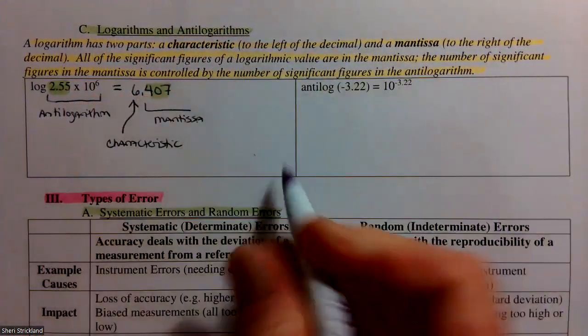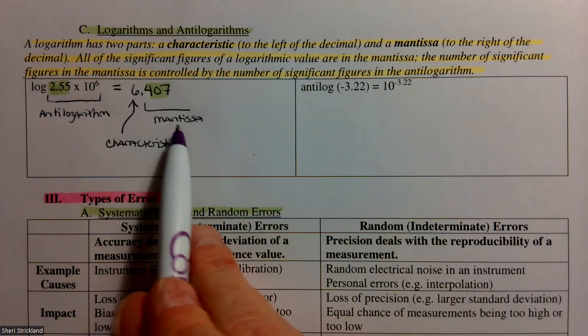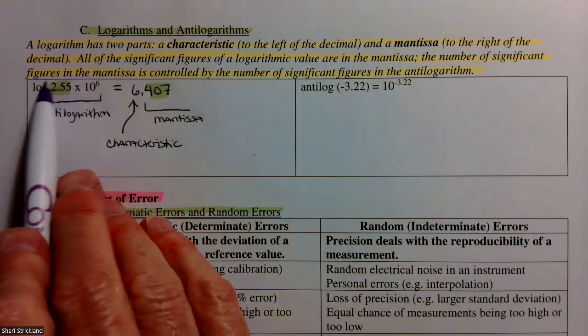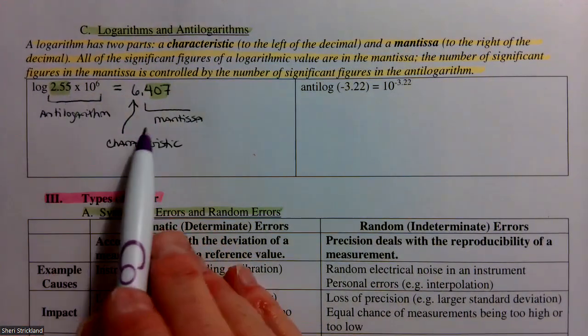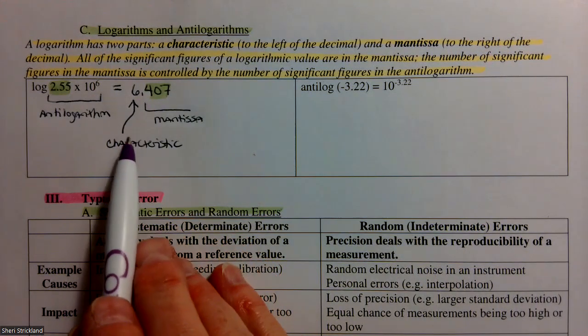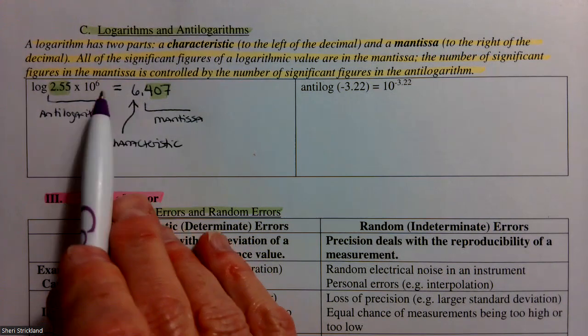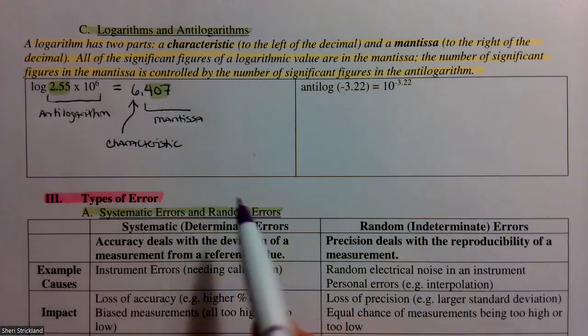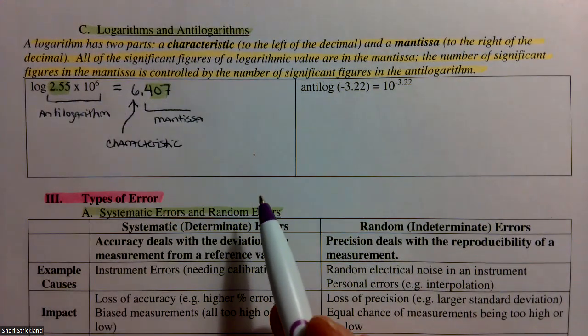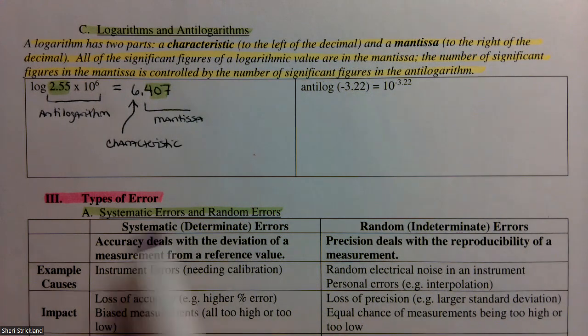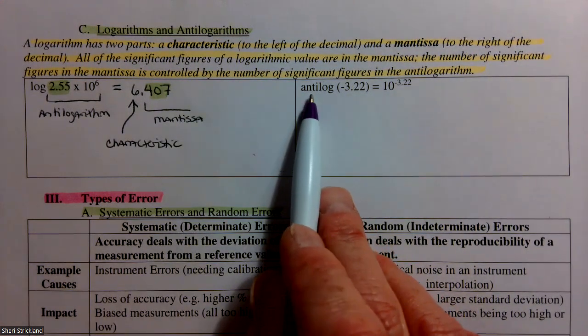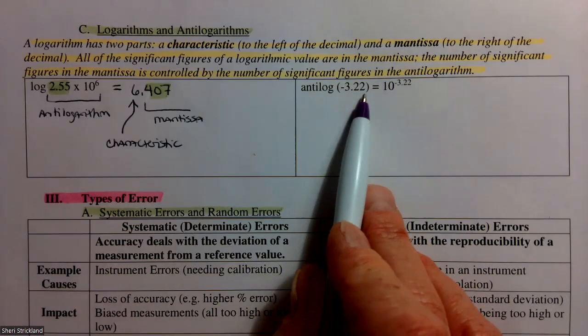So the number of significant figures in the mantissa is equal to the number of significant figures in the entire anti-logarithm. The value of the characteristic is actually related to the exponent. Sometimes they're exactly the same, and sometimes they're 1 digit off, and that's kind of beyond our pay grade at the moment.